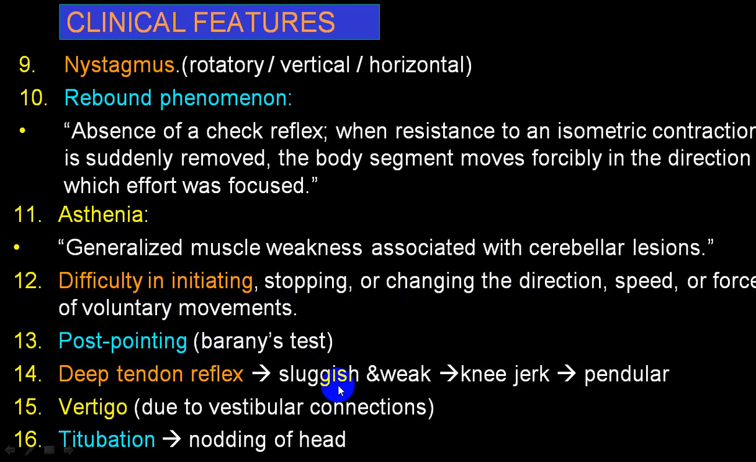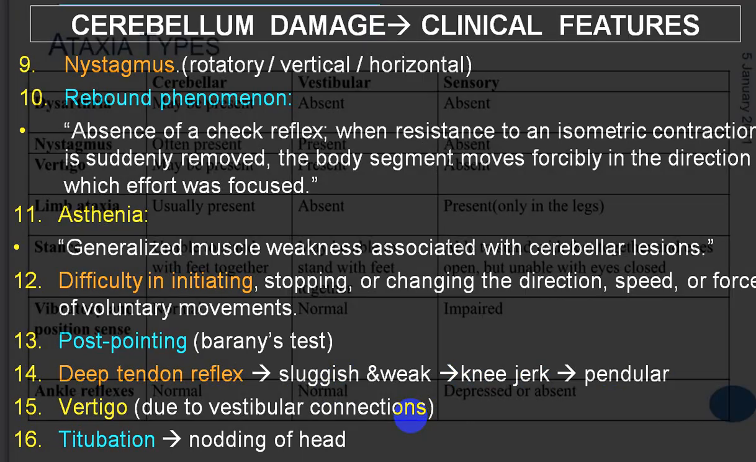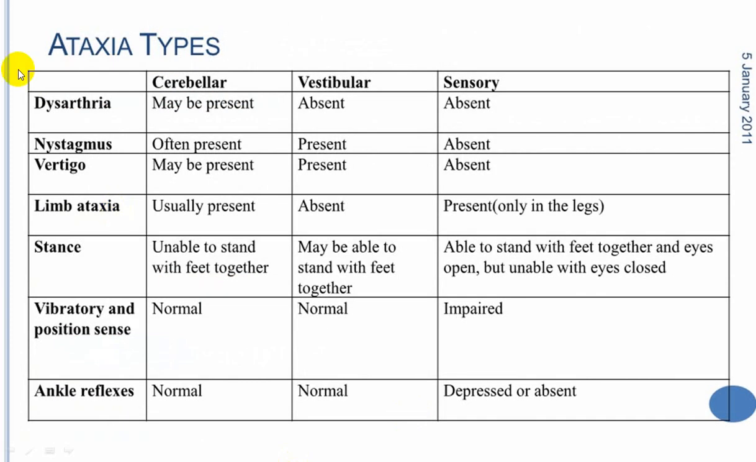Deep tendon reflex will be sluggish or weak, and in the knee jerk you can demonstrate a pendular knee jerk. Because of the vestibular connection, the person can even have complaints of vertigo. There will be nodding of the head, which we call titubation. These are the large number of findings you can easily demonstrate in a person with cerebellar disorders.